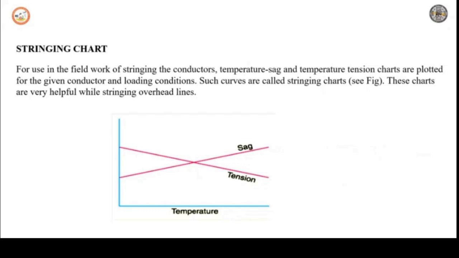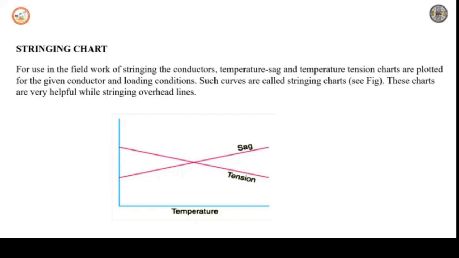The stringing chart is very useful to find the tension and the sag at any temperature and loading conditions, when these values at any other temperature and loading conditions are known to us. Okay, that is very important. Tension is denoted by T, sag is denoted by S. So here, the vertical y-axis represents tension T. The right side y-axis represents sag in meters. Horizontal represents temperature in degree centigrade. You are looking at the diagram.